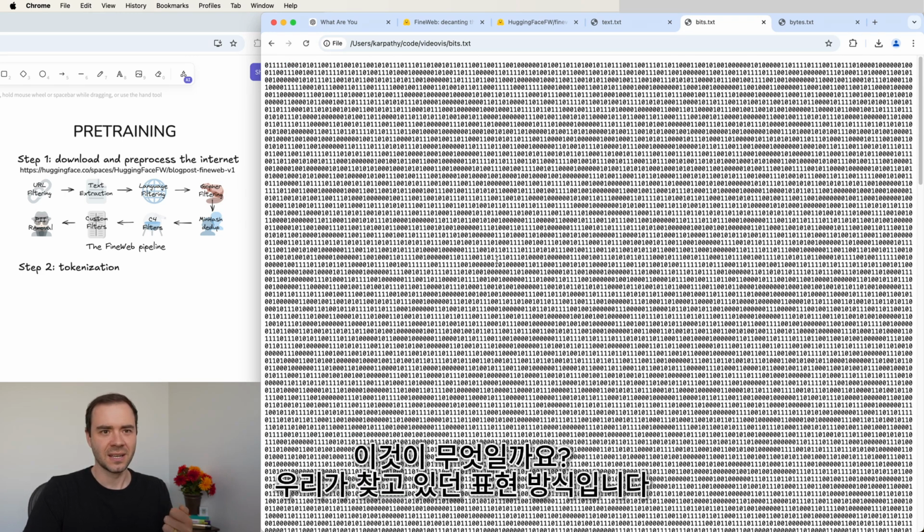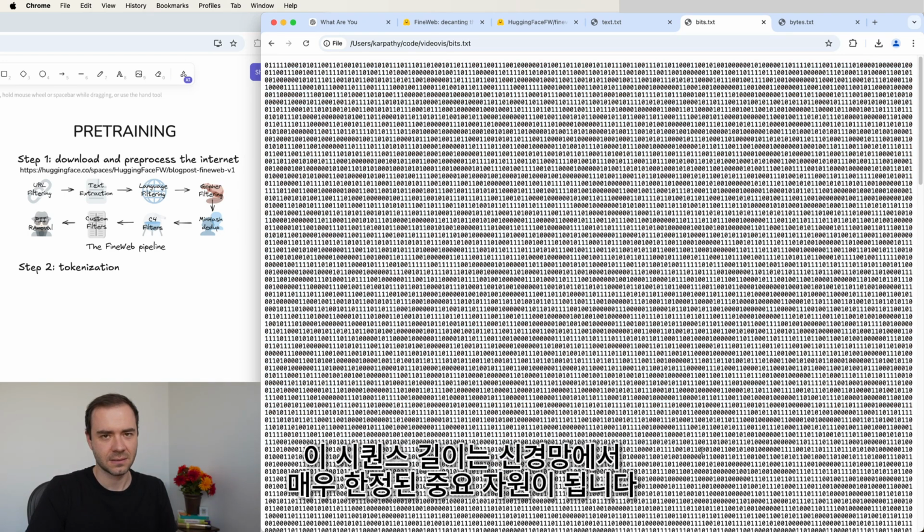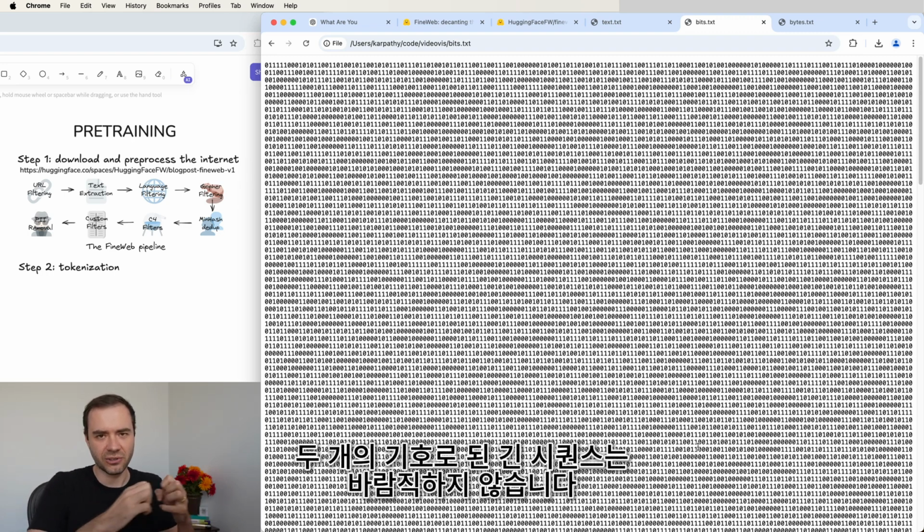So what is this thing, right? This is a representation that we are looking for in a certain sense. We have exactly 2 possible symbols, 0 and 1, and we have a very long sequence of it, right? Now, as it turns out, this sequence length is actually going to be a very finite and precious resource in our neural network. And we actually don't want extremely long sequences of just 2 symbols.